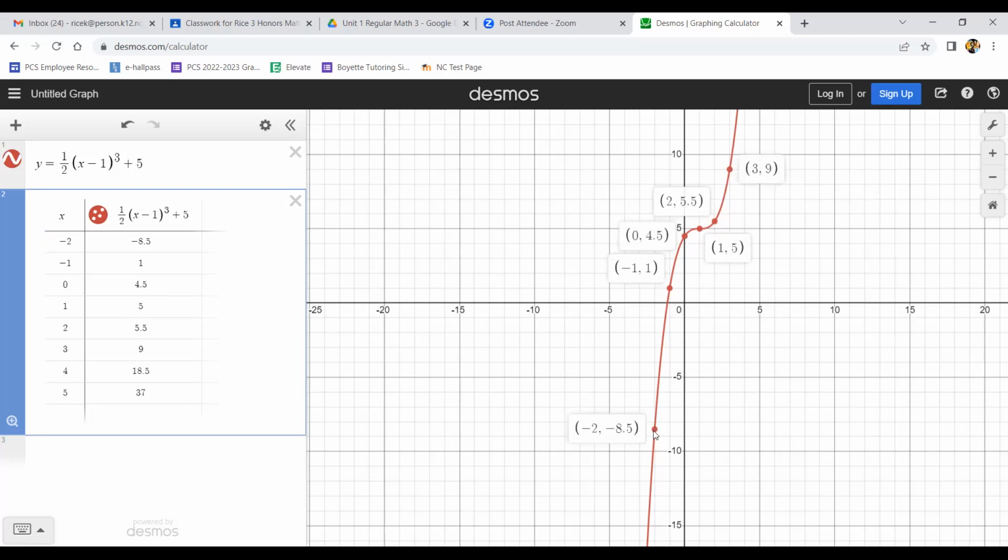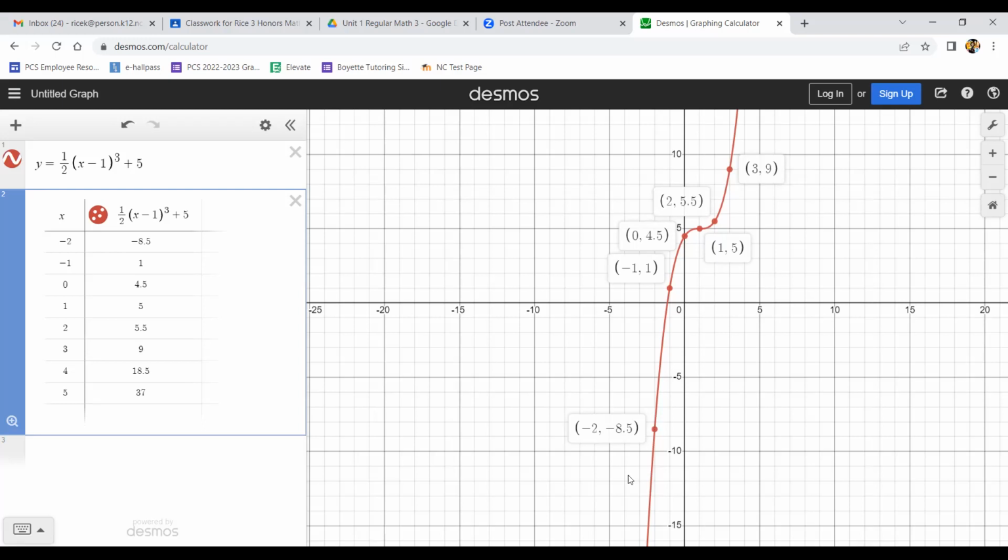I could graph this point. The next point higher, I could graph that, (3, 9). Oh, I can't go much higher than that though. So the ones that I can see on the screen are the ones I'm going to graph. So I'm going to go ahead and start drawing those. Let's see, what can I do next? (1, 5). So I'm going to do (2, 5.5) and I'm going to do (0, 4.5).